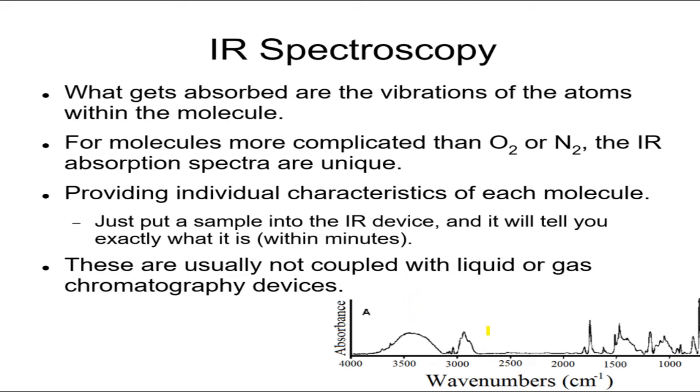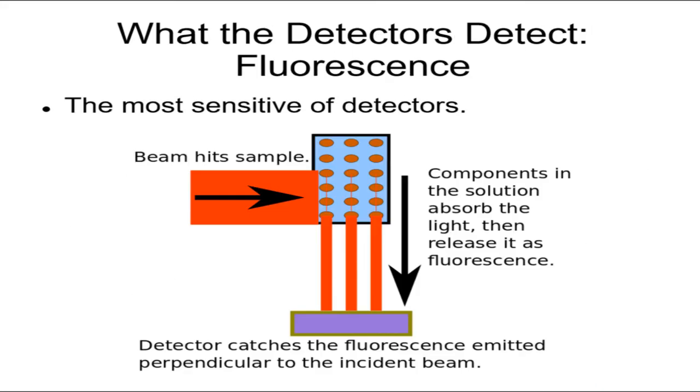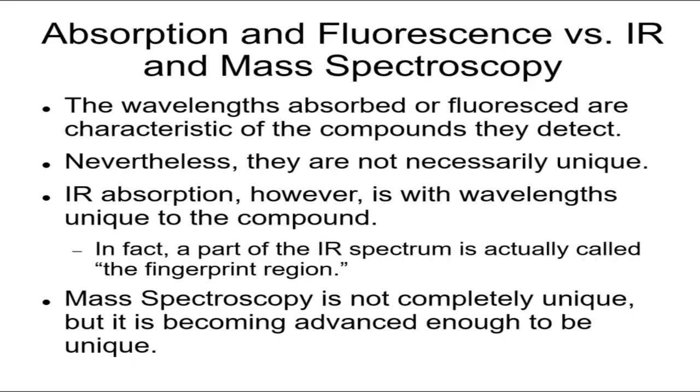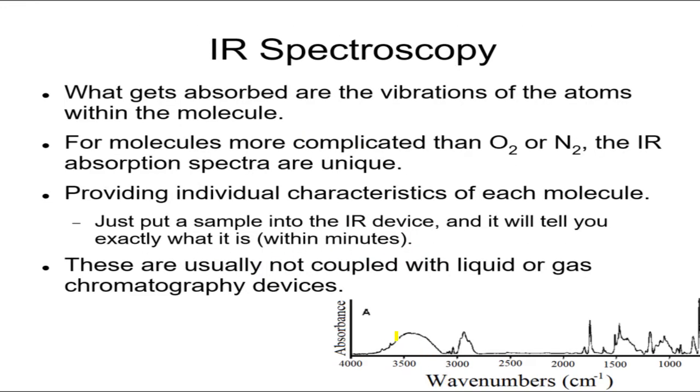So when the thing is flowing through the column, we're hitting it with the IR light. The signal we're getting is not just a single band, but it's all these things. These things are matched to pure spectra that we know, and we can actually find out what the thing is.